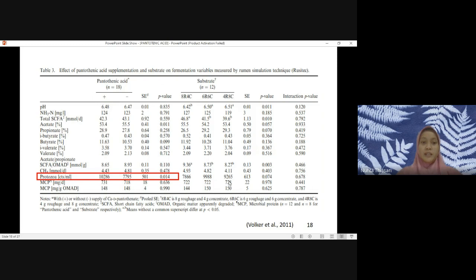This figure I would like to show the supplementation of the pantothenic acid, especially on the concentration of the protozoa. We can see with and without addition of pantothenic acid, the number of protozoa is increased with the addition of pantothenic acid. With pantothenic acid, the number of protozoa is 10,000, compared with 7,000 without the addition of pantothenic acid.